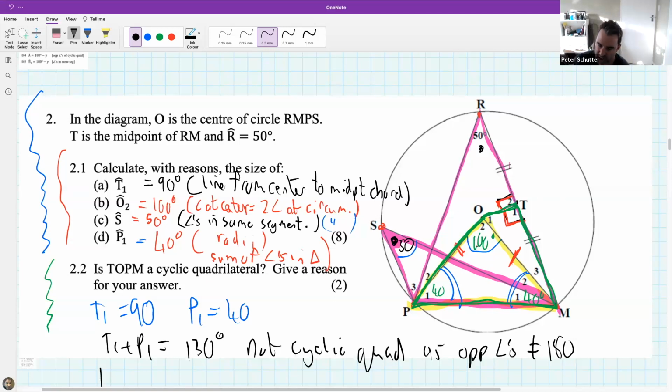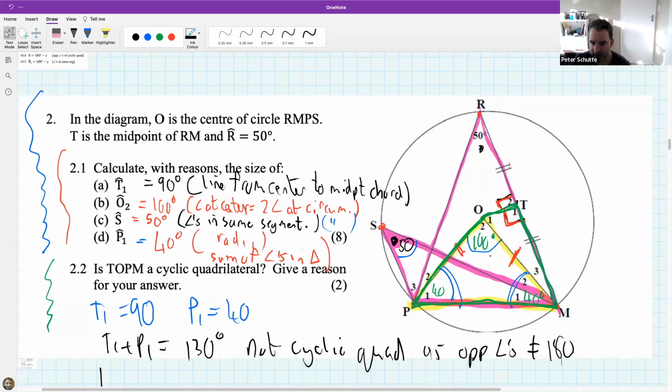So what you need to check for are those 3 things that I mentioned at the beginning. Either the opposite angles add up to 180 or they don't. The exterior angle is equal to the interior opposite. So you can see here the exterior angle would be T2, and that's definitely not equal to P1. Or you could look for the angles in the same segment converse, but that's harder here.